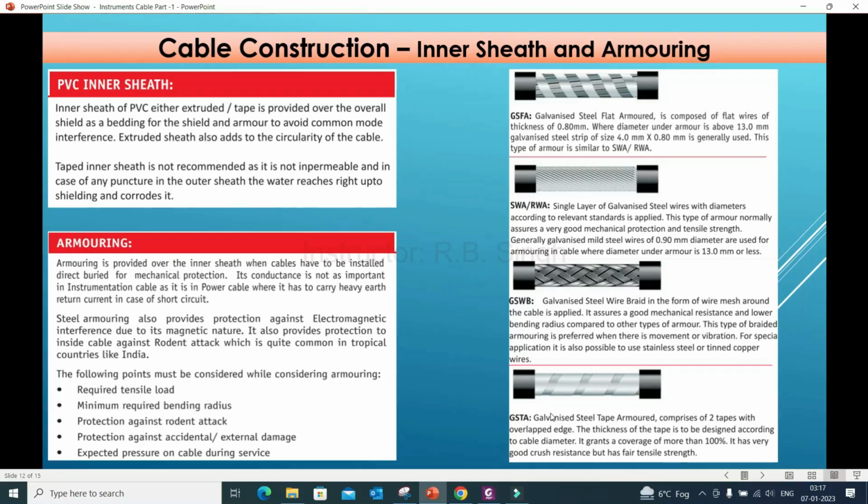Basically, in general language, there are two types of armoring. One is round wire armoring, and the second is plate, or sheet, armoring. If we consider sheet armoring, then the bending radius will be more, and if we consider round wire armoring, then the bending radius will be less. So for small diameter cables we use round wire armoring, and for heavier or larger outer diameter cables we can use sheet, or plate, armoring.